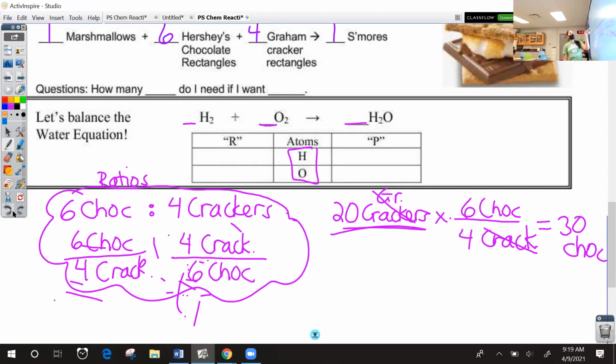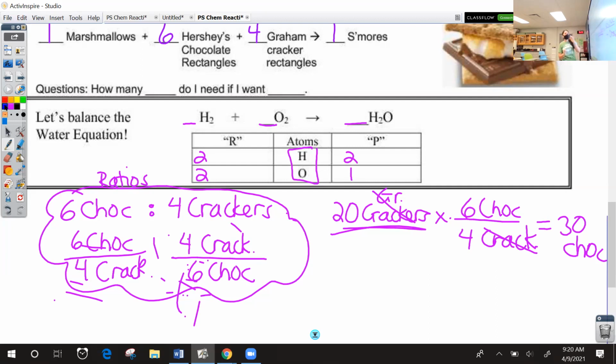So on both sides, I am simply seeing those 2 elements. On the left, how many hydrogens do I have? Well, if there's a little 2 there, that means I have 2. And on the right, how many hydrogens do I have? I also have 2. Very good. Now for the oxygen on the left, how many oxygens do I have? 2. Very good. And how many oxygens do I have on the right? There's no number, which means 1.